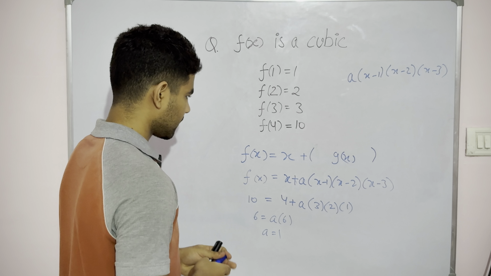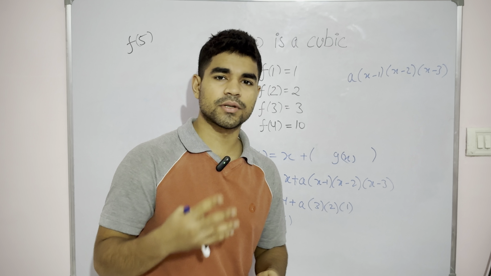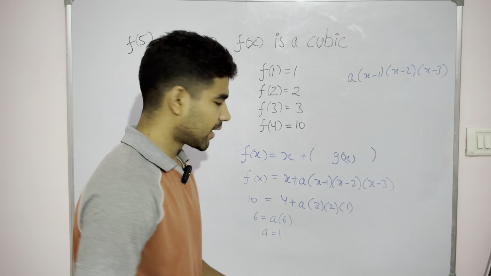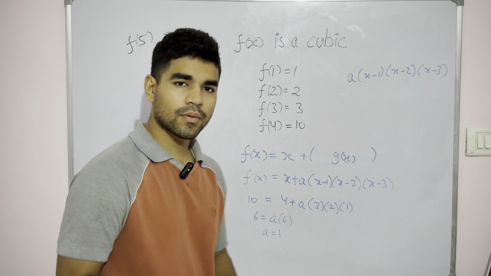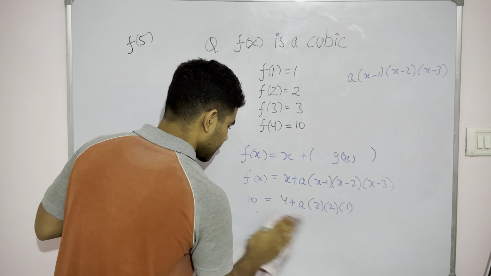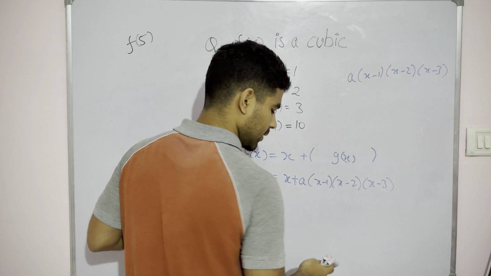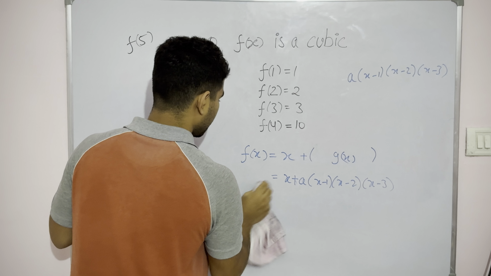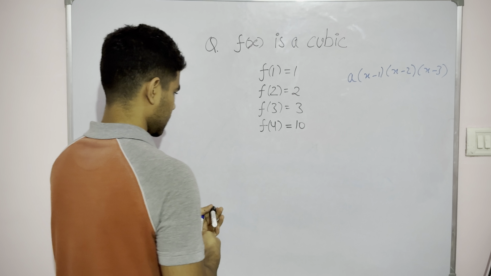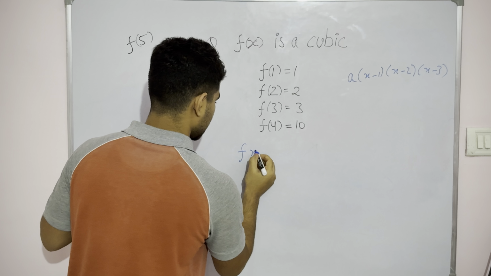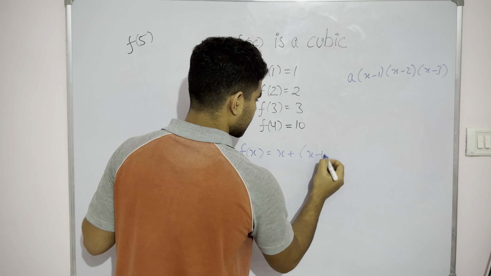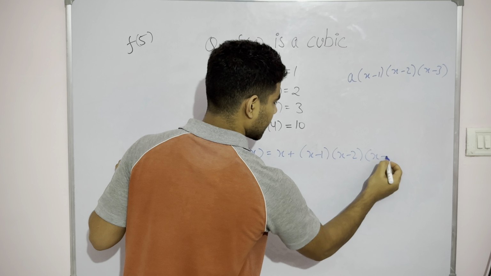So in the previous case we made 4 equations with 4 variables, but in this case we made a single equation with a single variable, and finding this single variable was quite easy, as you just saw. So our a is equal to 1. Now let me rub this out and focus on our final polynomial. Our final polynomial is f(x) equal to x plus a times, a is 1, so 1 times (x minus 1), (x minus 2) and (x minus 3).